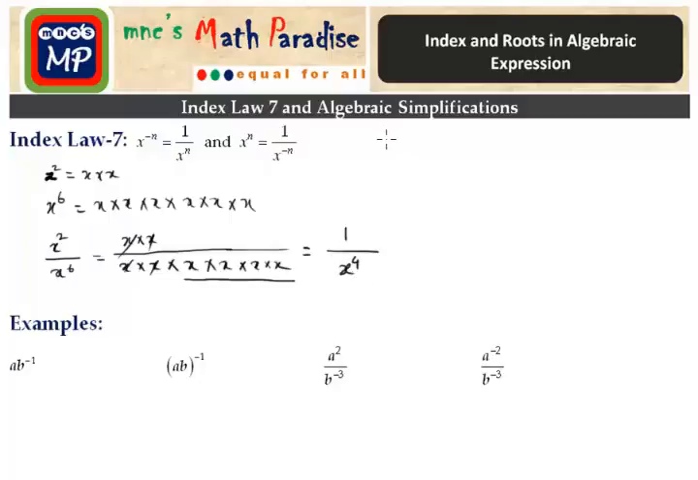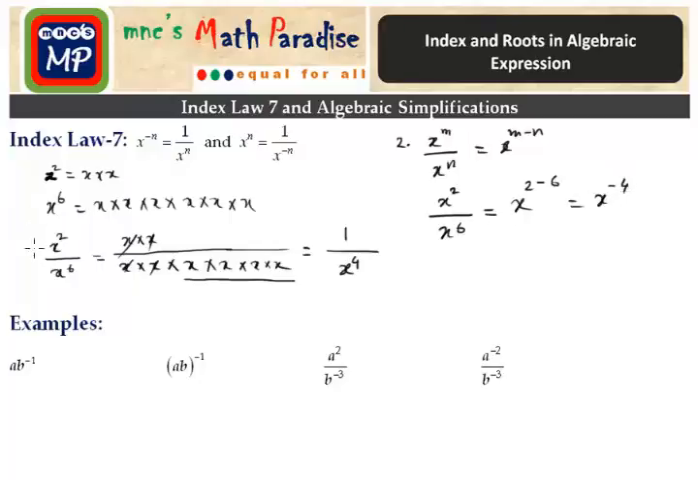Now index law 2 says that x to the power m division x to the power n equals x to the power m minus n. So if we apply this division law in this case, that means x square division x to the power 6, we will get x to the power 2 minus 6, m minus n. So numerator's power minus denominator's power. So we will get x to the power minus 4.